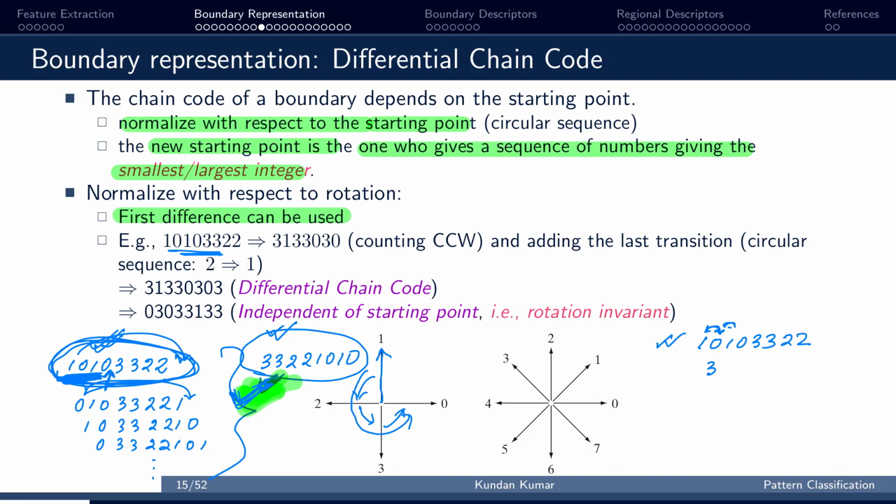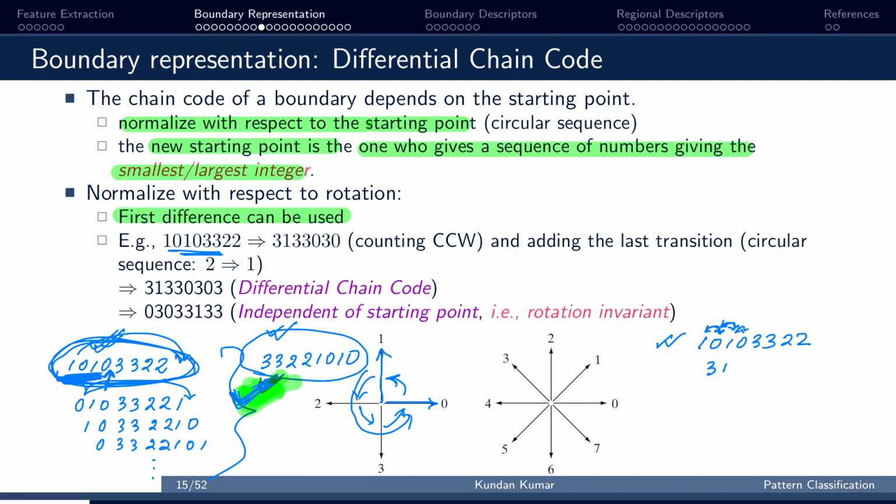Similarly, we can find the first difference between 0 and 1. Start from 0 and start moving anti-clockwise and try to find 1. When we move in the anti-clockwise direction, we have to take only one step to reach 1. So the first difference is 1.